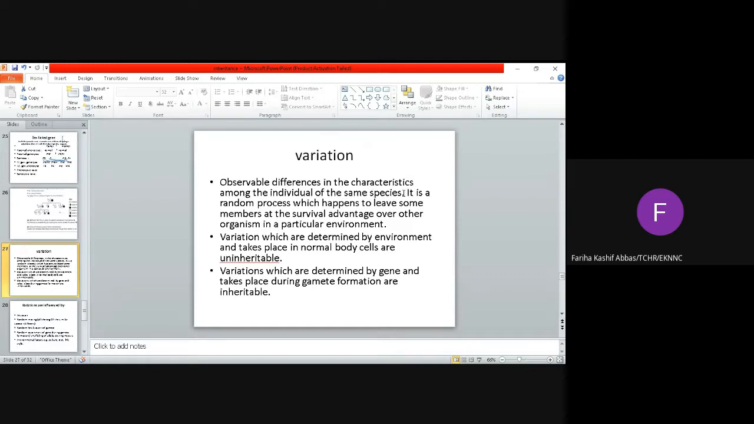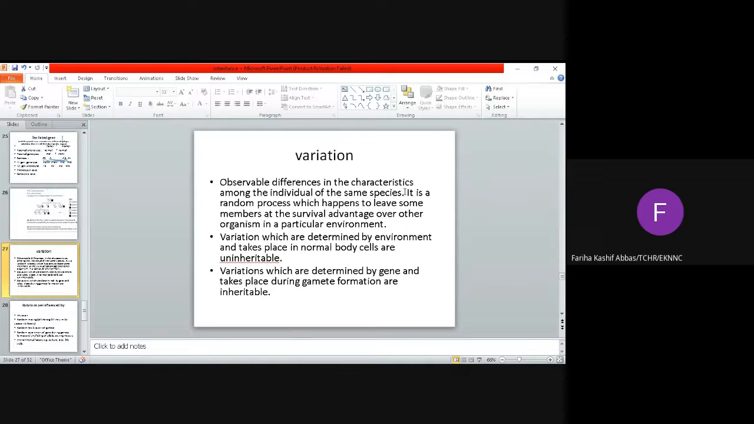What does it mean? It means that we all belong to the same species, that is I and you all people, we all belong to the same species. But even then, there are many differences among the individual of the same species. We all are different from one another. Now, why we all are different from one another? Because we have different parents.